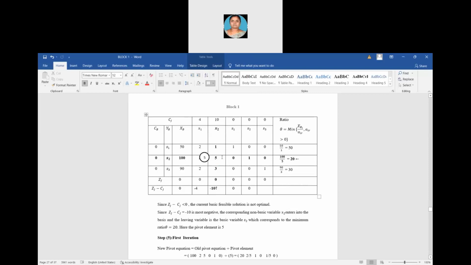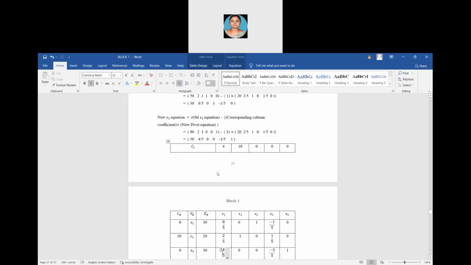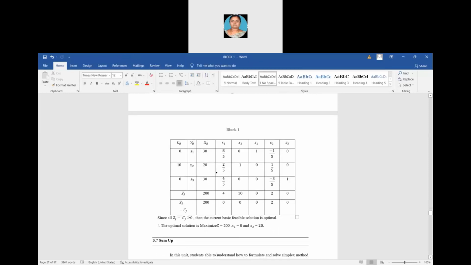But to make the 3 into 0, you have to multiply this new pivot row by 3 and subtract it from the next row. Throughout this pivot row, you multiply by 3 and then subtract both. Then you will automatically get this 3 also as 0. So this is the thing you have to do here. By doing all this, you directly get the optimal solution: maximize Z equal to 200, with x1 equal to 0 and x2 equal to 20. All these we get directly.